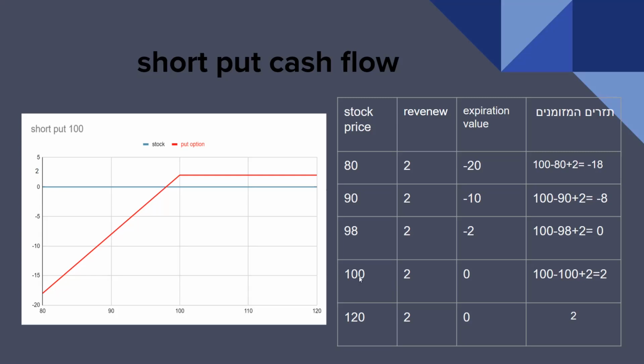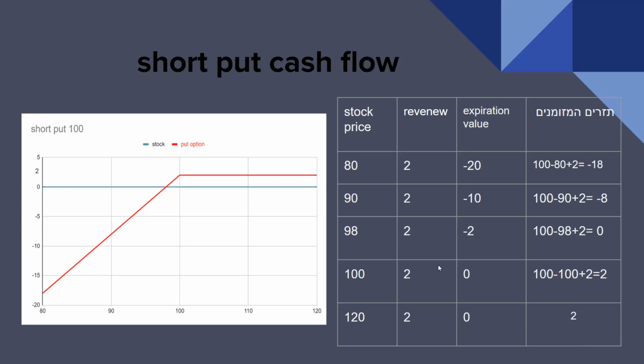Let's see what happens at 100. If the stock expires at 100, that means nothing happened in the market, and the stock didn't rise and didn't fall. So you still got your $2 revenue for selling this short put, and all in all, your net profit is $2. It goes the same from every point from 100 and above going up. You're going to make $2 for sure. Expiration at 120, you got a net profit of $2.